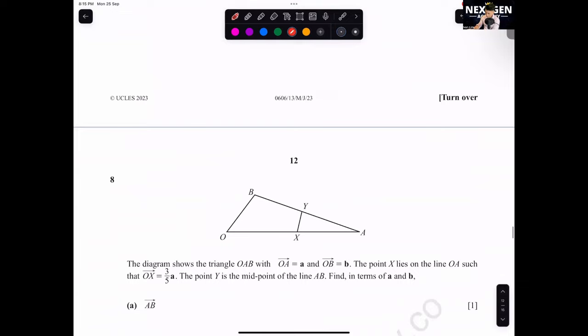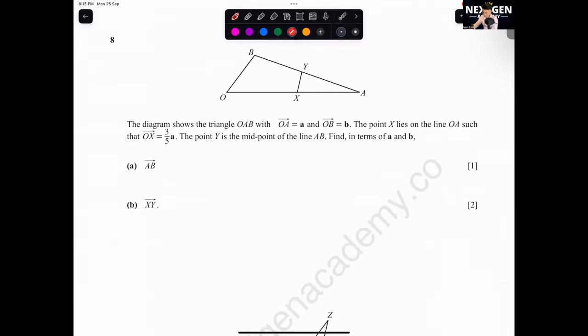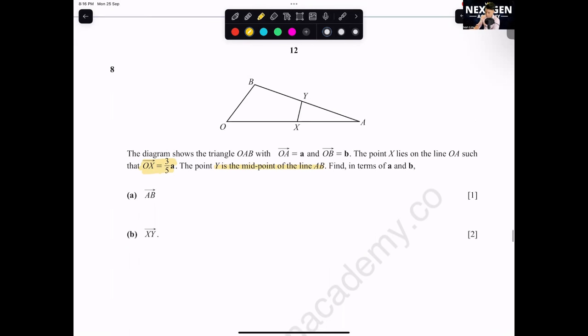Next one. Question 8. They give us this diagram. OX is 3 over 5 OA. Y is the midpoint of AB. Find, in terms of a and b, what is AB? Let's plot what we have here first. They give us OB is b, OA is a. Then you read over there, OX is 3 over 5 OA. It means here is 3 over 5a, here is 2 over 5a.